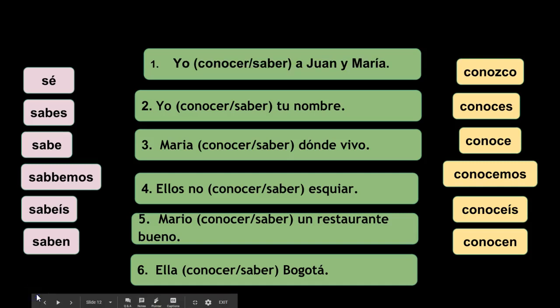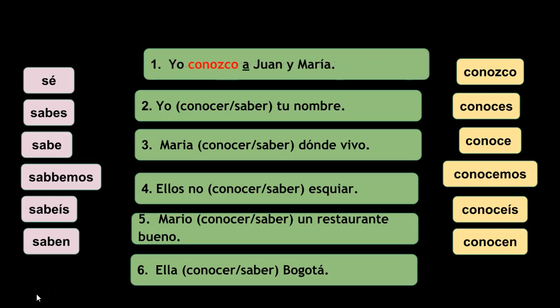Okay, so número uno. Yo conozco a Juan y Maria. So note that you have the a right after the option of picking the two, so that automatically indicates that you would use conocer. Número dos. Yo sé tu nombre. I know your name. That's knowing information is why you'd use saber.